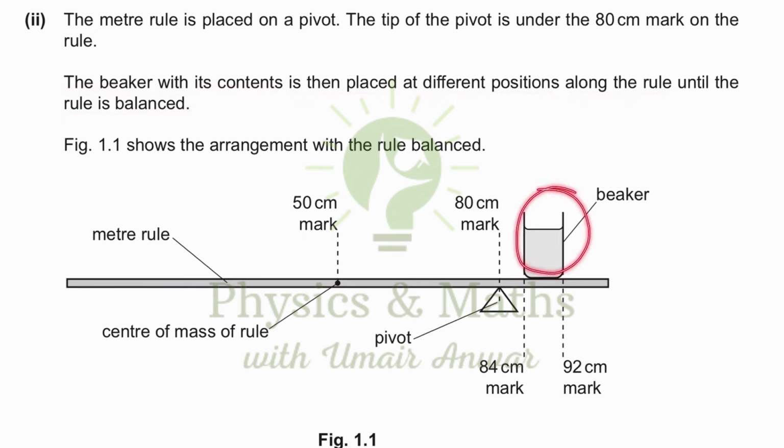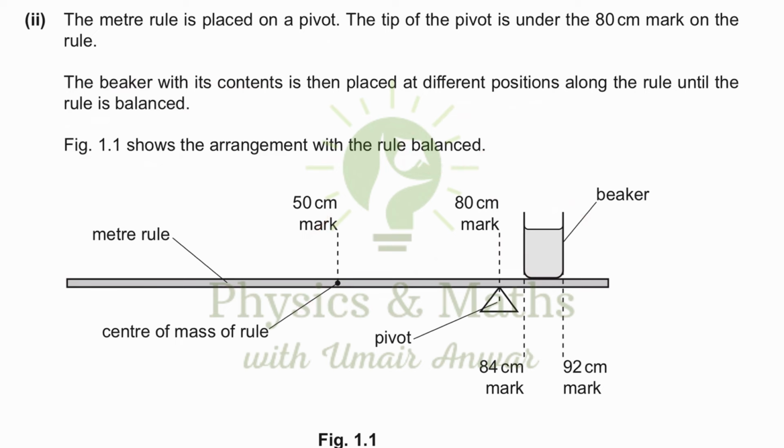Now this beaker was placed at different points, and at the moment it is placed at a point where the rule is balanced. Since the center of mass of the rule is to the left of the pivot, the mass would be acting in such a way that it would be trying to rotate the rule in the anti-clockwise manner, and this beaker is now providing a clockwise moment such that both moments are balanced and the rule remains in its position, so it is balanced. Figure 1.1 shows the arrangement with the rule balanced. So now the rule is balanced.